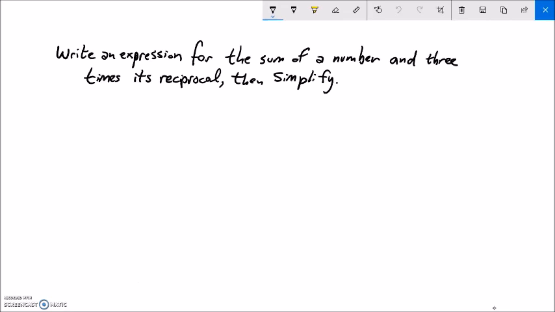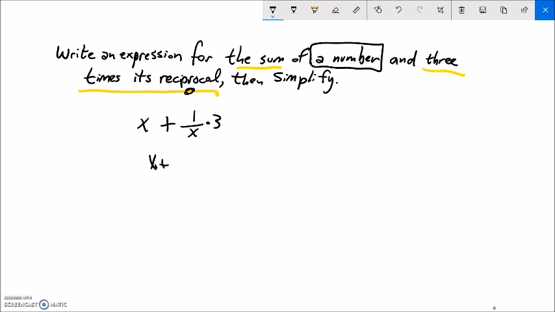So for this problem, we're supposed to write something out and then simplify it. So let's take it a piece at a time. Write an expression for this. The sum of, so we're going to add some things together, the sum of a number. So I'll just say x and 3 times its reciprocal. So its reciprocal, that is just like flipping the fraction. So its reciprocal is 1 over x. But we want 3 times its reciprocal. So we want basically that times 3. And this then is the same as x plus that 3 is over 1. So 3 over x.